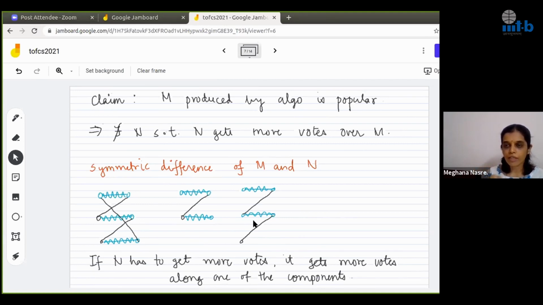It requires some more work to show that it is a maximum cardinality popular matching, but I will leave that in the interest of time.